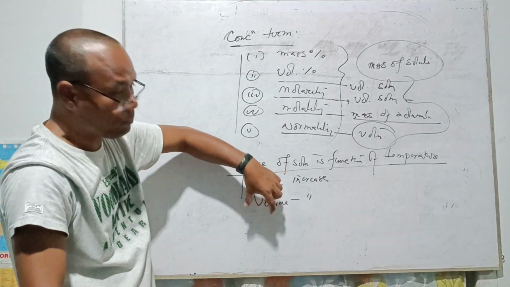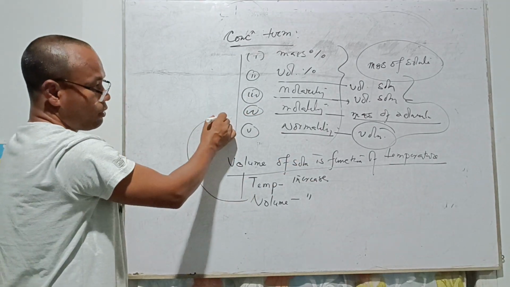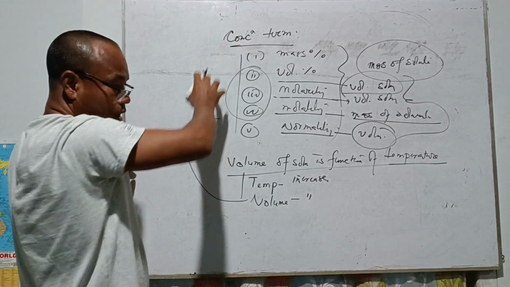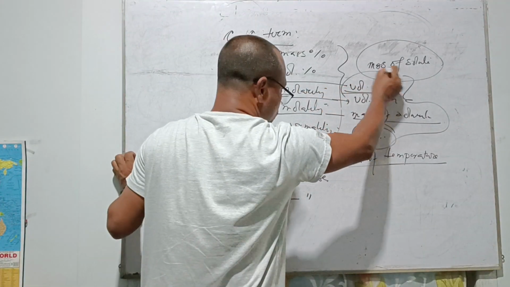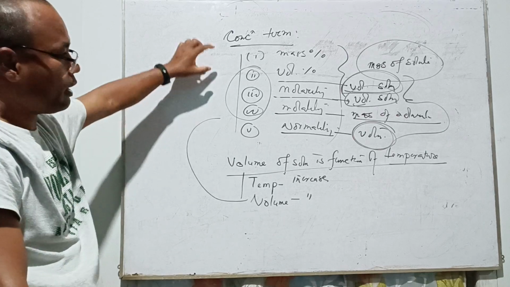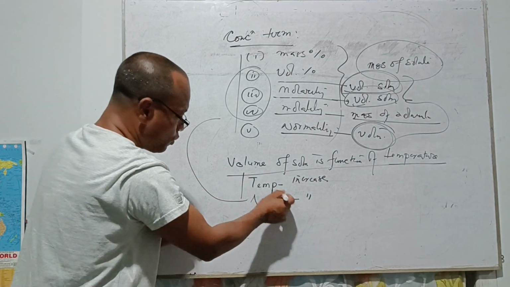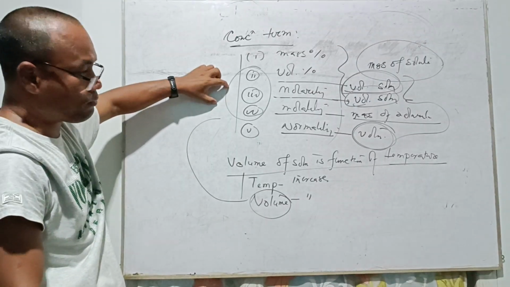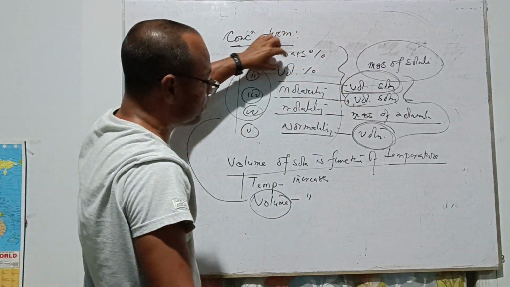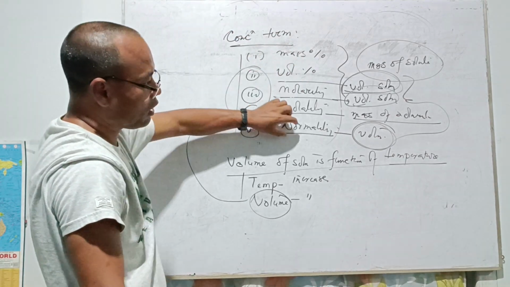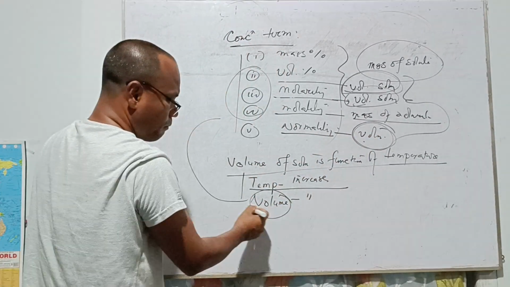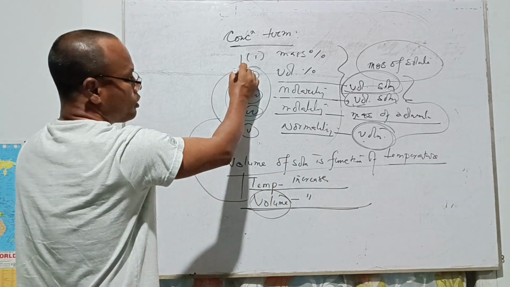Understand? When the volume changes, the concentration of the solution related to the volume of the solution also changes. See, I repeat once again. If the volume of the solution changes, which are the concentration terms related to the volume of the solution? Number 1, volume percentage. Number 2, molarity. Number 3, normality. These are related to the volume of the solution. So temperature change causes volume change, and when volume changes, this concentration also will change.